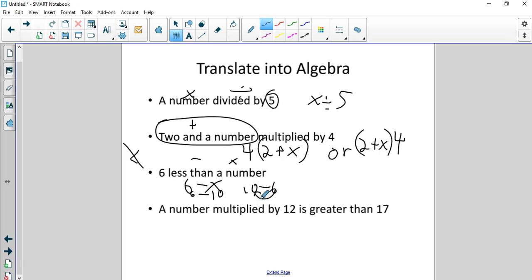The number actually goes in front. So this should translate to x minus 6. That is the correct way of doing it. You might want to put a star by this one because this one is missed all the time. Very common.